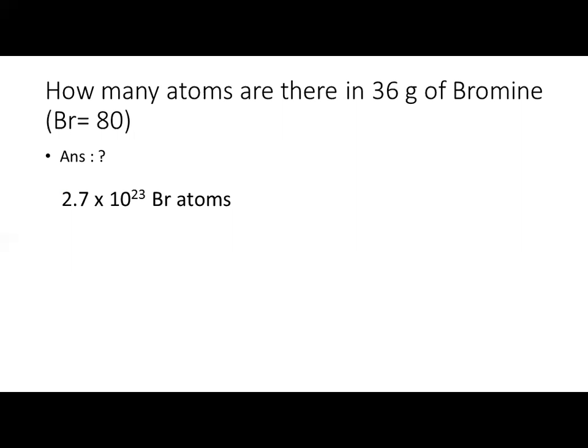Conversion: 1 AMU will be equal to 1.6605 exponent minus 24. This is gram. Gram is cancelled. Then 1 AMU will be equal to 80. 1 bromine atom equal to 80 AMU, and this AMU cancel.